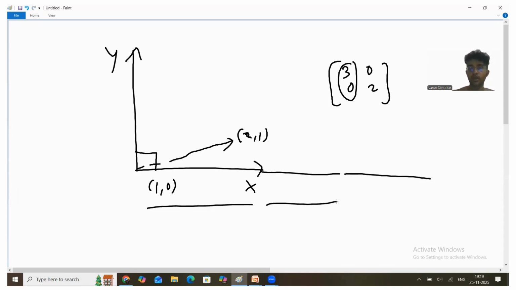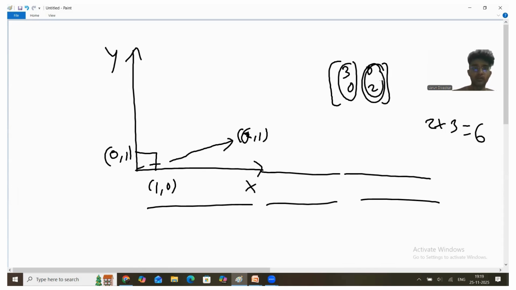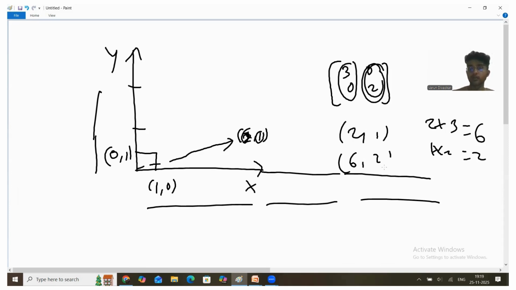So your x-coordinate 2 becomes 2 multiplied by 3, that is 6. And the 0, 2 means your original unit vector in the y direction, that is 0, 1, is now becoming 0, 2. So anything in the y direction is being stretched 2 times. So your 1 becomes 1 into 2 equals 2. So your 2, 1 has now become 6, 2.